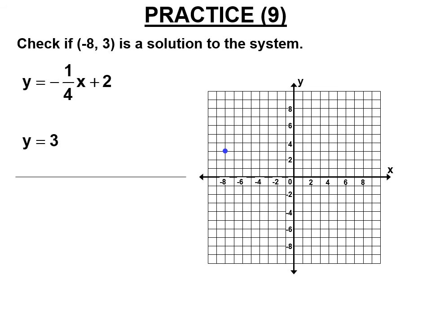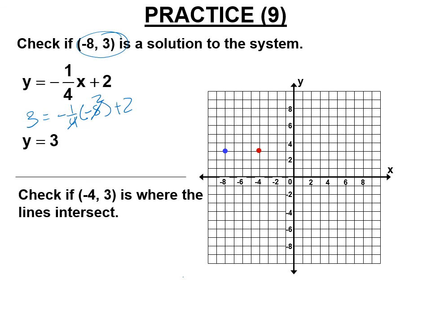All right, now you could check this by graphing the whole thing, but what I'm really after is to check if (-8, 3) is a solution. So we're going to do a little fractions here. y equals -1/4 times -8, plus 2, and this has to equal 3. The y is 3. This cancels, and you get -1 times 2 is -2 plus 2. Oh, and the negatives cancel. 3 equals 4, so this is no.